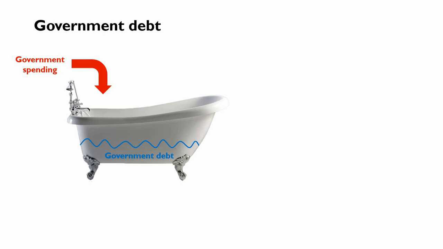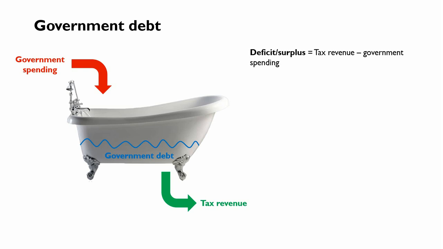Flowing into government debt comes our government spending. The more the government spends, the more the debt increases. Taking away from government debt is tax revenue. As the government taxes and raises money, it can reduce its debt. Now here's the key idea. A deficit or a surplus is a flow concept. It's something that's moving every year, like water coming in or out of a bathtub.